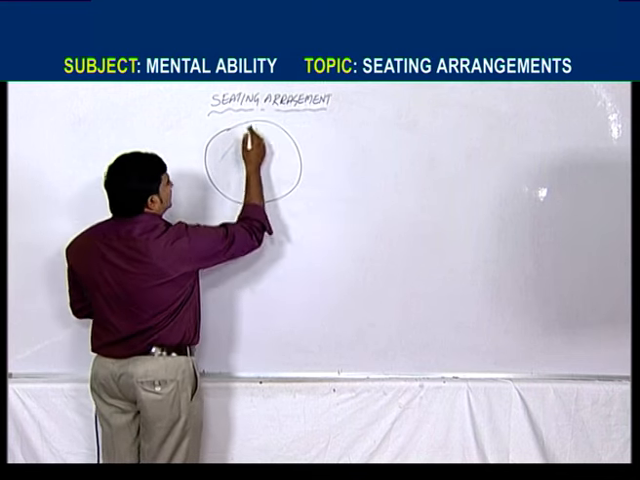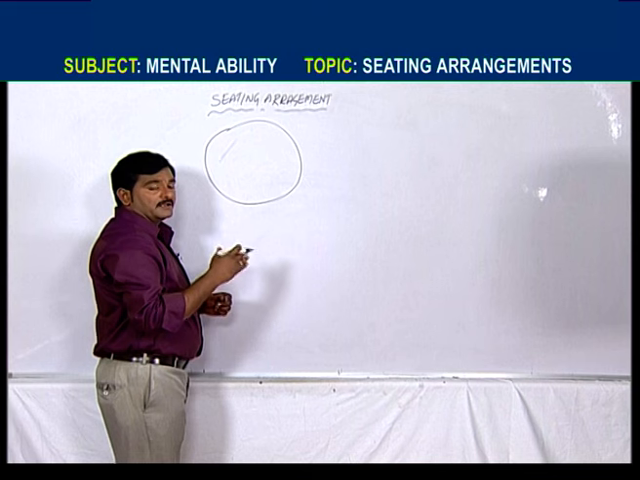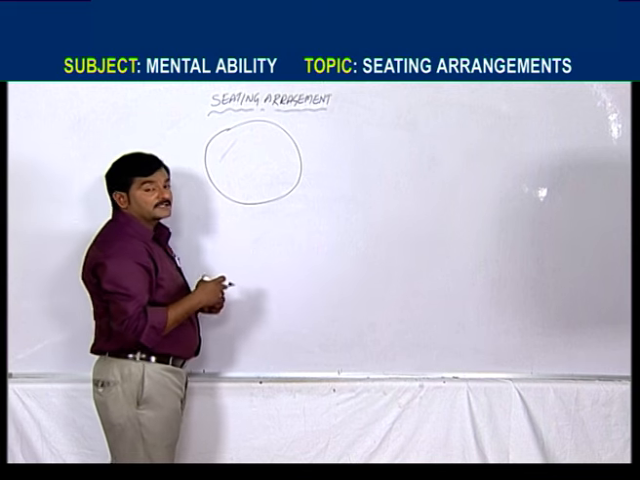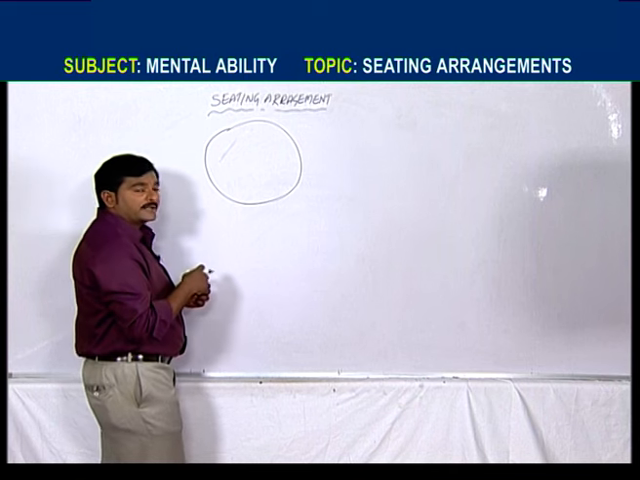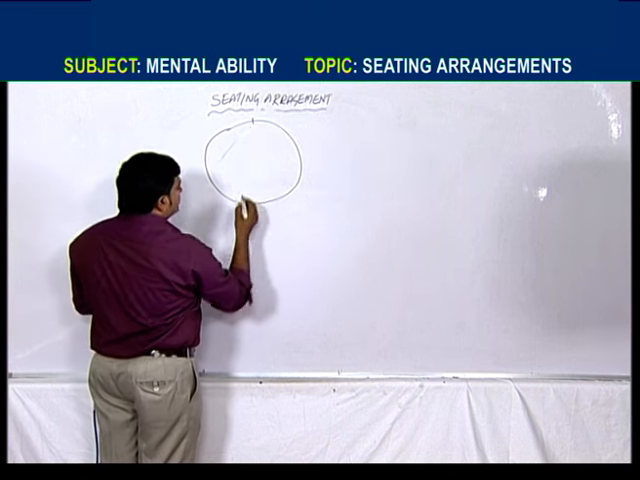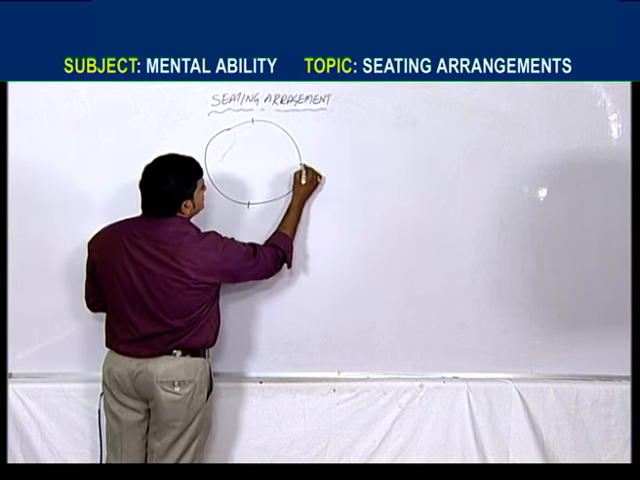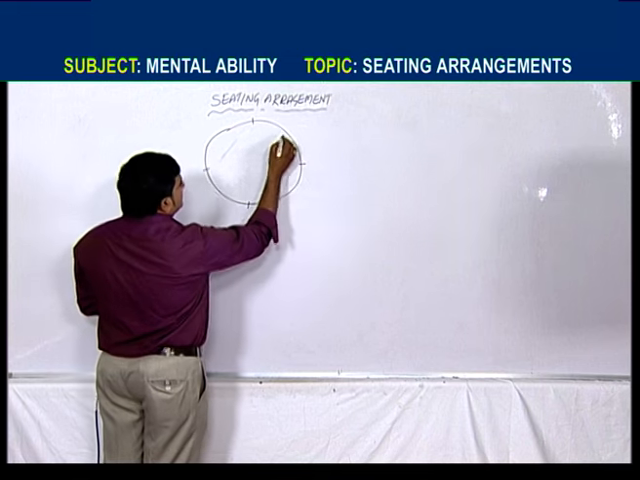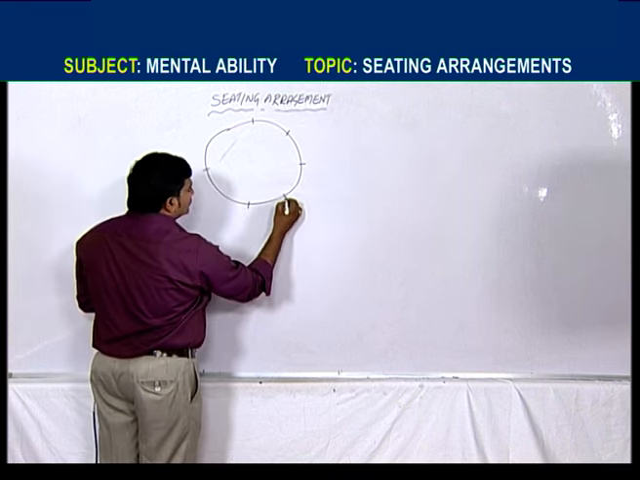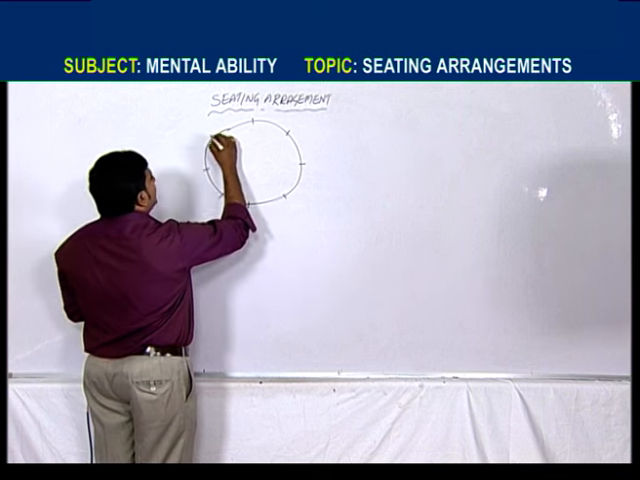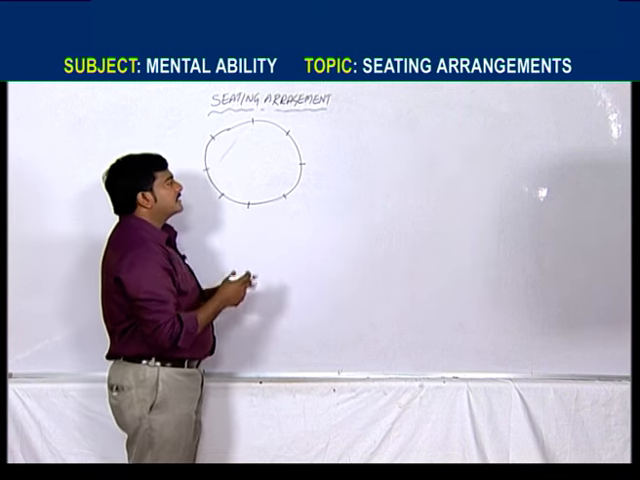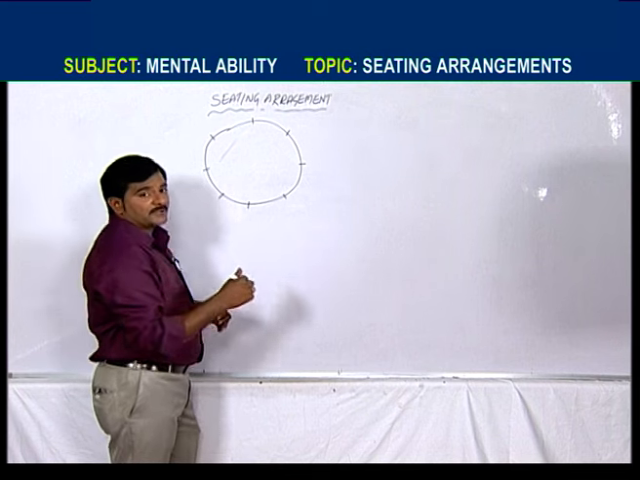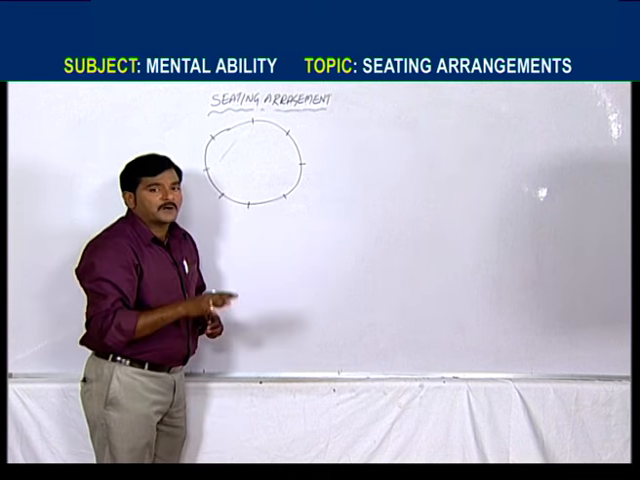Like in previous sessions, we have seen one topic called directions. How will we take 8 directions? We indicate them in the same way. For example, this is north, this is south, this is east, this is west, this is northeast, this is southeast, this is southwest, and this is northwest. In that way we need to arrange all 8 objects. For 6, we'll take it in a different way: 3 on top, 3 on bottom.